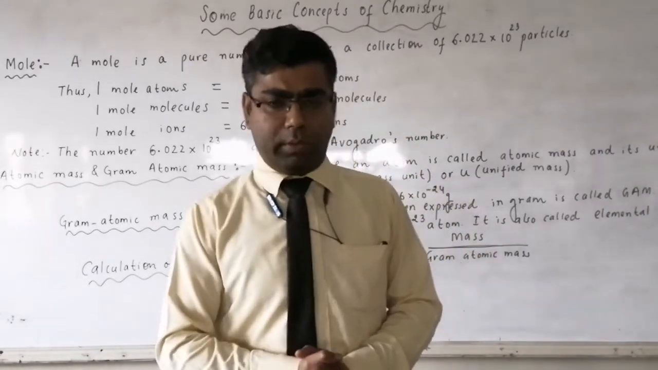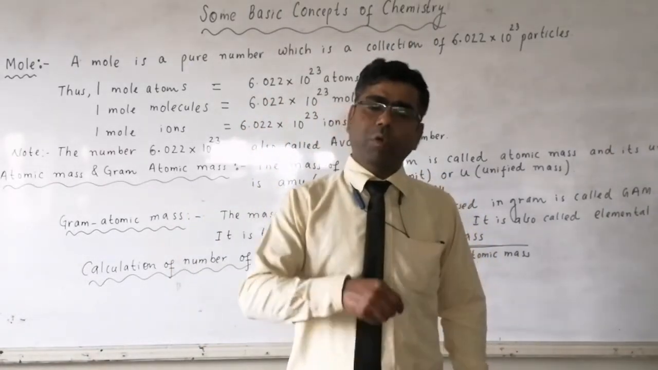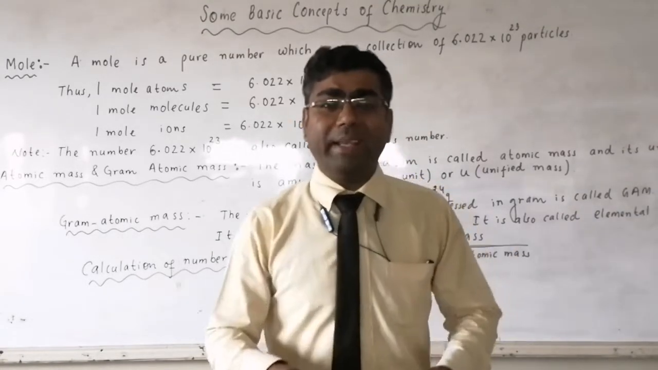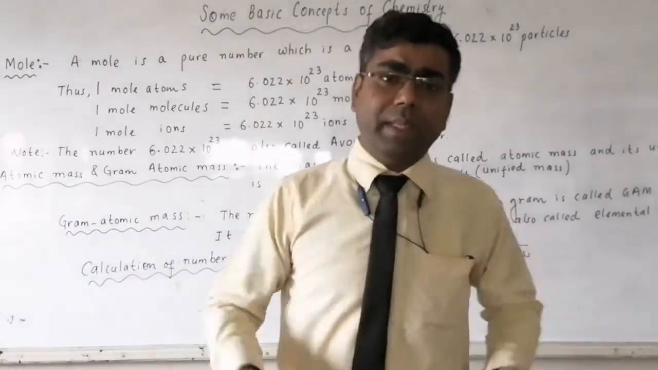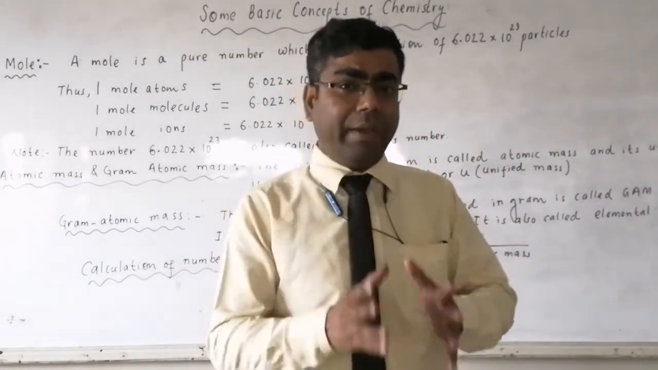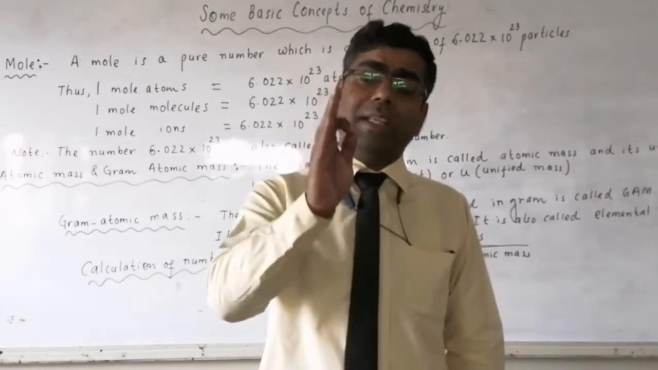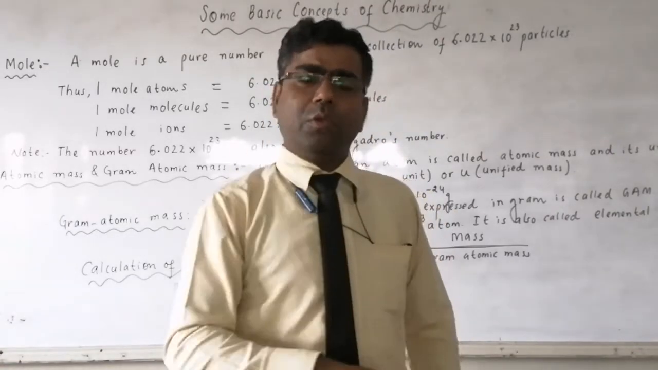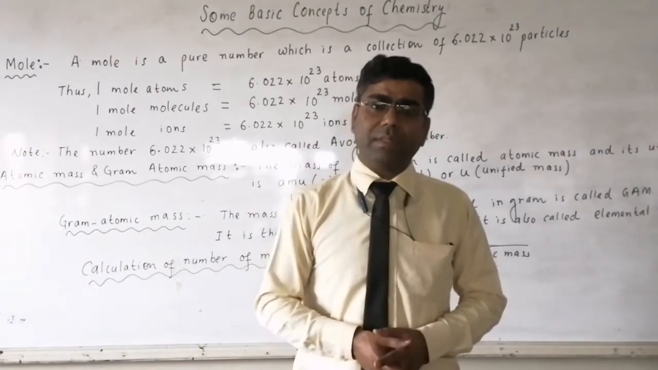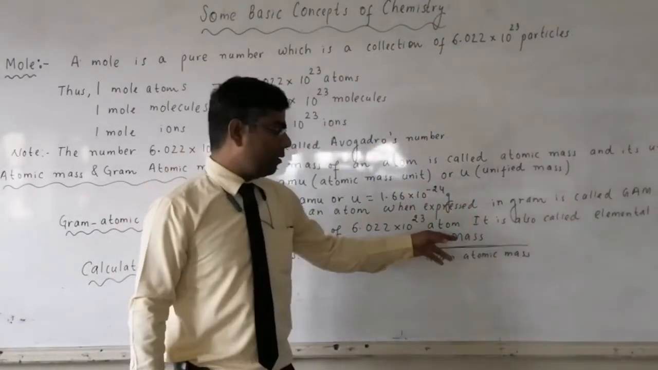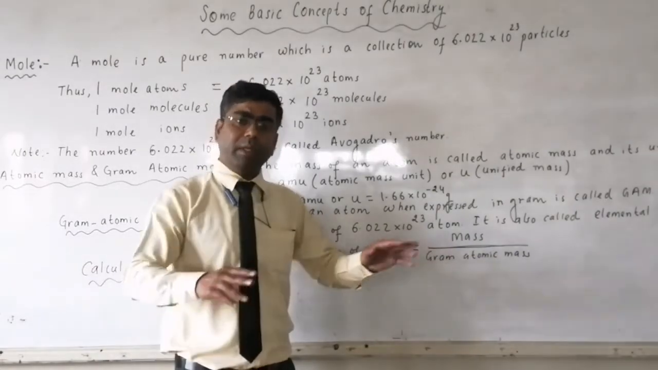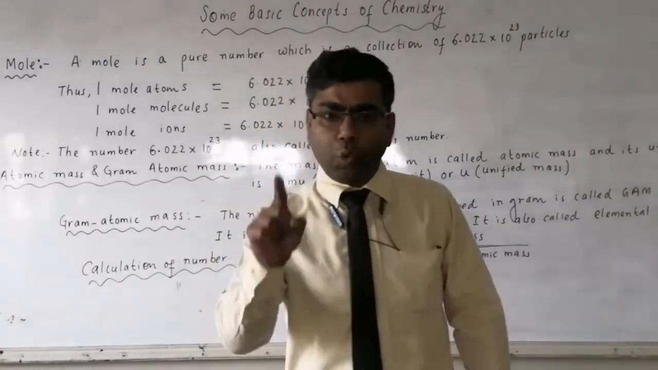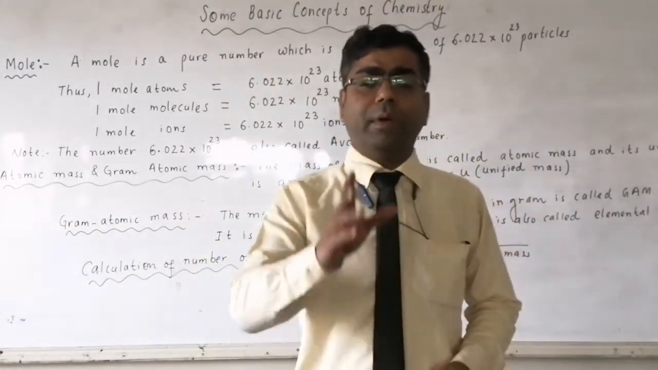Now, how to calculate number of moles? Like for carbon, its gram atomic mass is 12 gram. And you are provided 24 gram of carbon. Then how many moles will be there? Because in 12 gram we have 6.022 × 10^23 carbon atoms, which is 1 mole of carbon atoms. So definitely in 24 gram it will be 2 moles of carbon atoms. So mass given is 24 divided by 12, which is equal to 2 moles of carbon atoms. So in 24 gram of carbon we will have 2 × 6.022 × 10^23 carbon atoms.